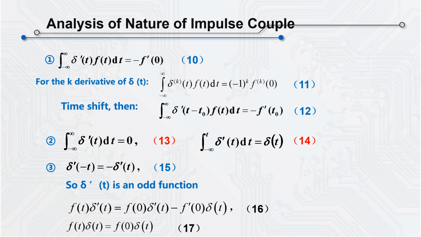Finally, let's look at formula 16 and 17. Formula 16 is the product of f(t) and impulse couple. Formula 17 is the product of f(t) and the impulse function. Their results are different.